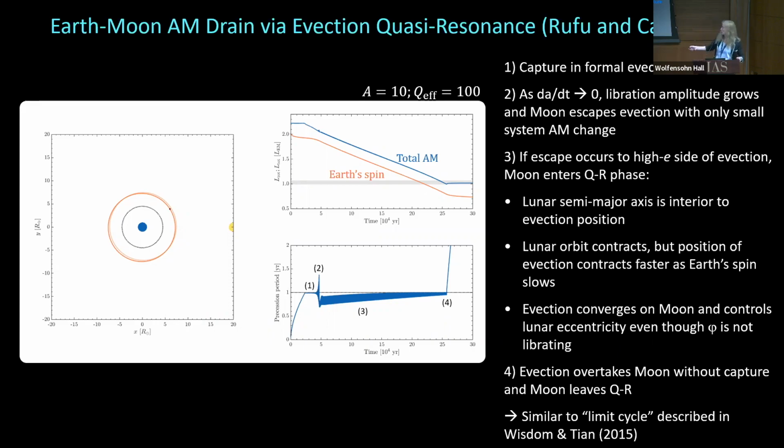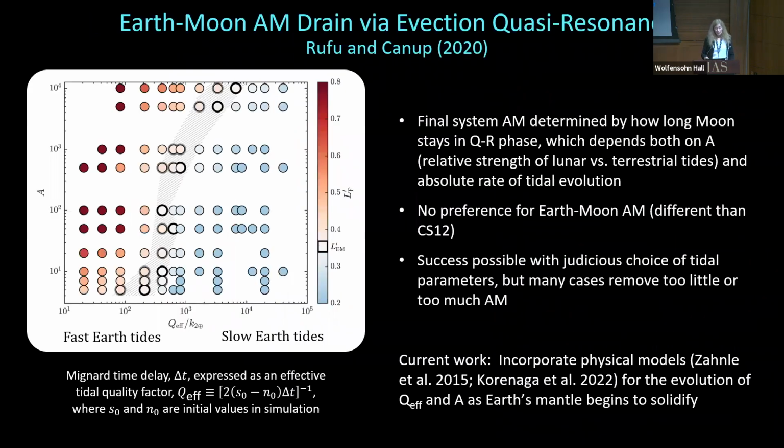And so for this case, we've picked particular values that take us from a high angular momentum impact all the way down to an Earth-Moon system angular momentum. But what we find is there's nothing special about a final state at the Earth-Moon angular momentum. So that's very different from the Cuk and Stewart original result. So these are results of many simulations. The color is the final system angular momentum.